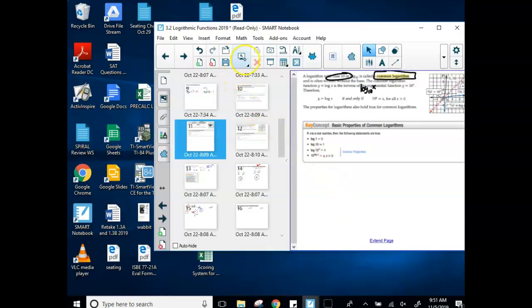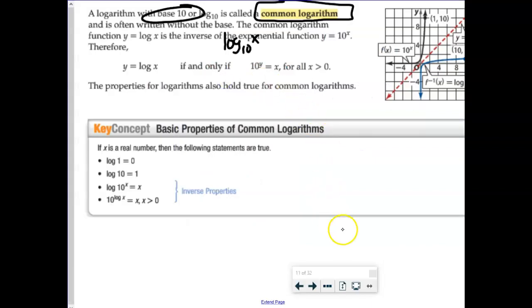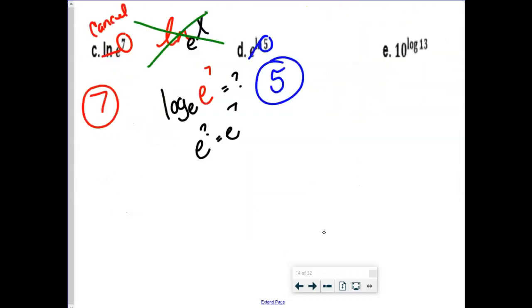And why would one assume that base 10 is the common logarithm? Why would they keep resorting to base 10? 10 is a nice number. 10's the greatest number of them all. 7's pretty good. Isn't all of your math in base 10? Yeah, it's all base 10, guys. So that's why they refer to that as the common logarithm.